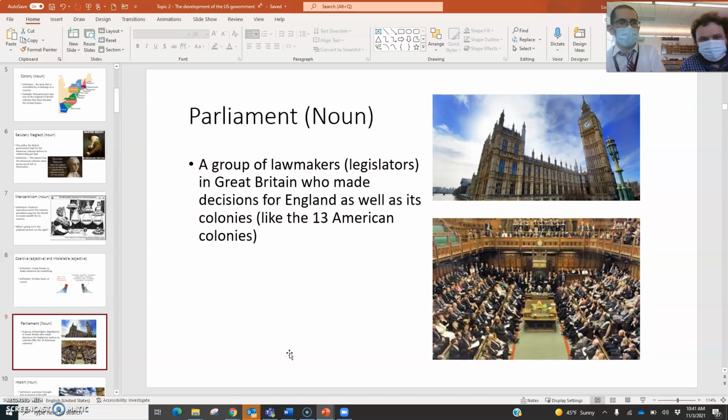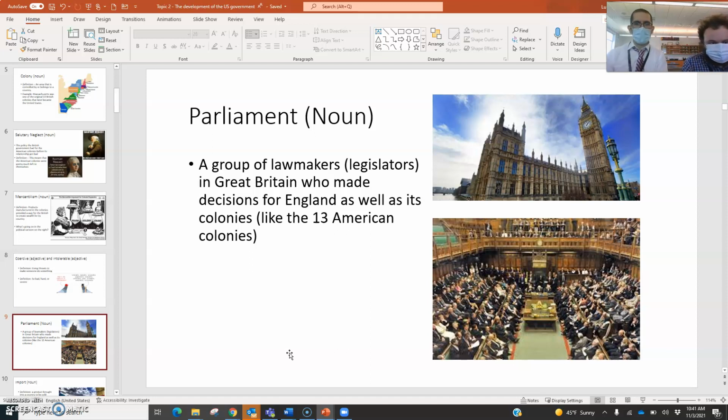All right. So our next term is Parliament. Parliament is a group of lawmakers, legislators, in Great Britain who made decisions for England as well as its colonies, like the 13 American colonies. So they were making rules and making decisions 3,000 miles away from the colonies. As you can imagine, that led to some problems in their future.